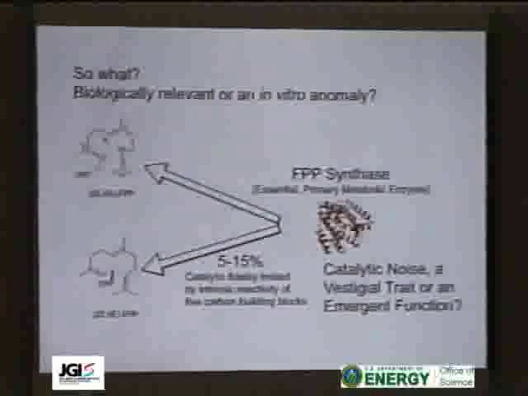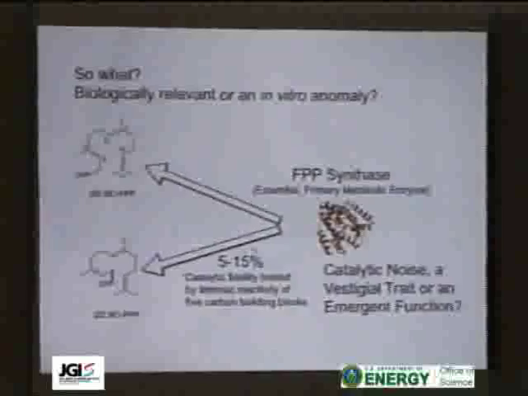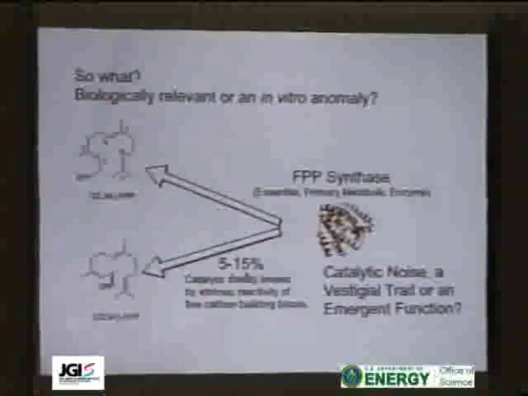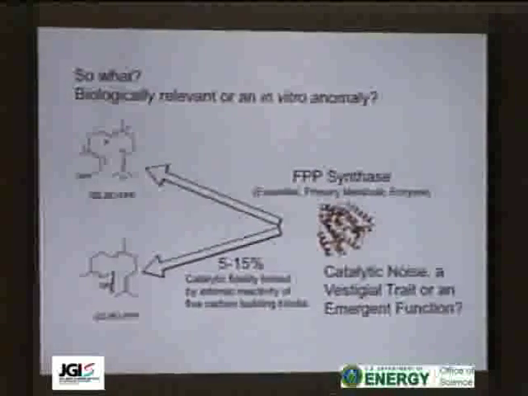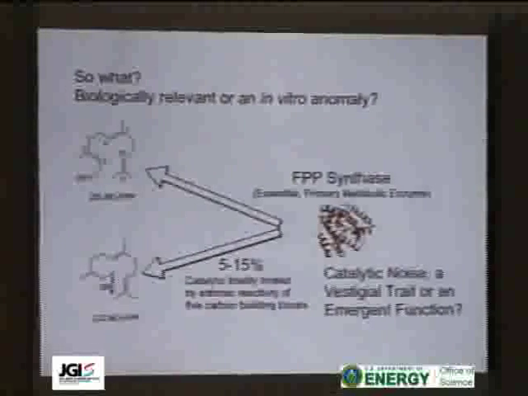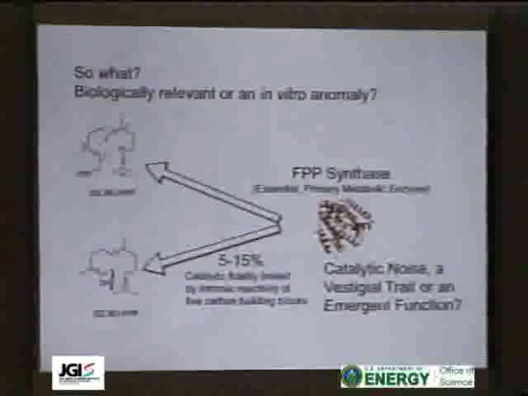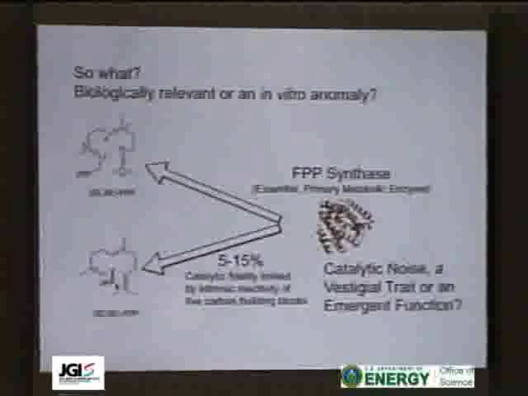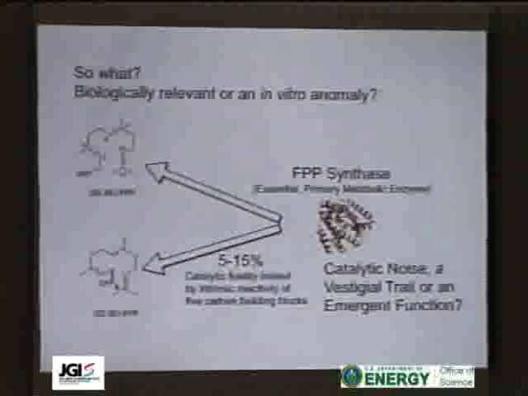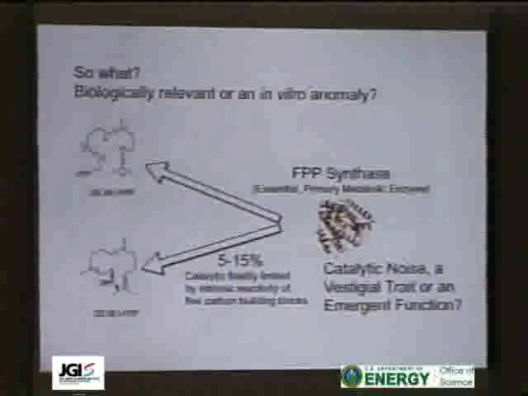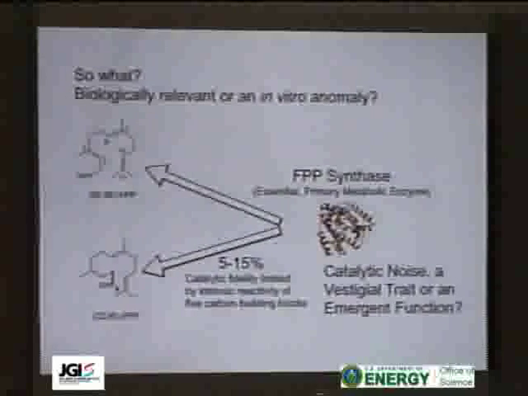If you analyze almost all FPP synthases, it turns out that 5 to 15% of the time, they actually make the cis product in this particular case. So there is the distinct possibility that there is a pool of cis FPP made in a whole host of organisms that could be used in a manner like we see in this particular case with this tobacco enzyme.